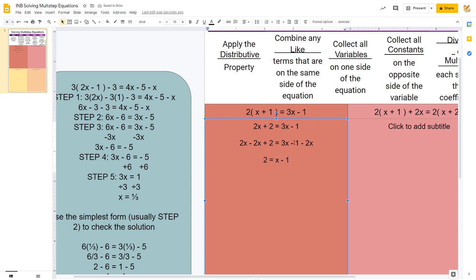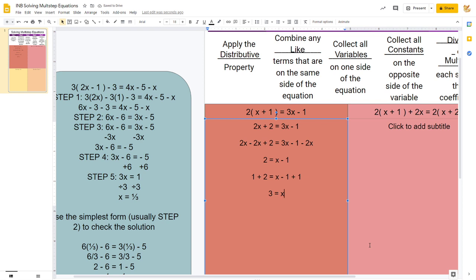Okay. So my next step is to move the constants. Well, my only constant is this -1. And -1, the opposite of that, is +1. So I add 1 to both sides. Okay. That leaves me with 3 on this side equals x.